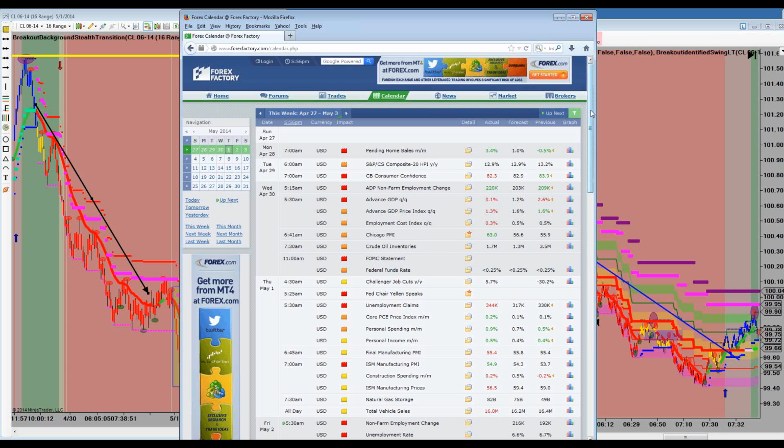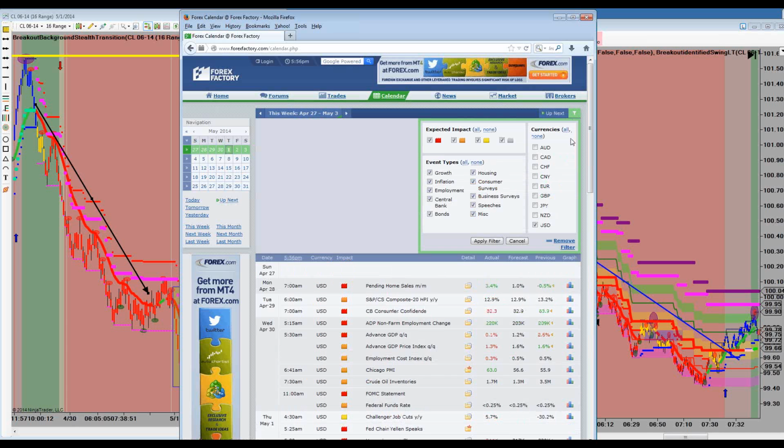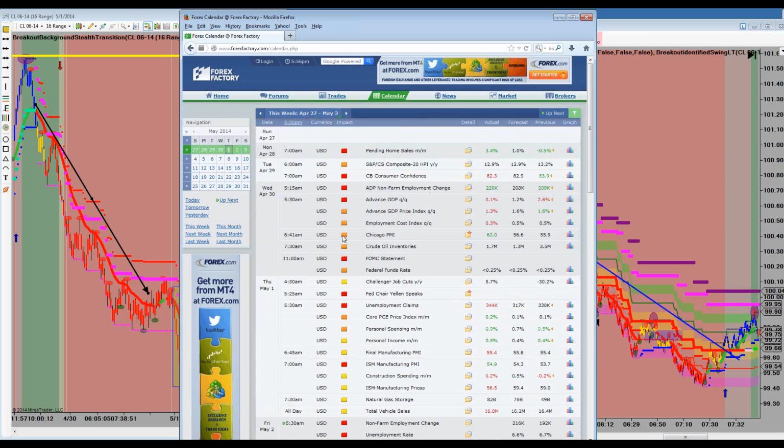Let me just explain what this is. So in here, what you want to do is set this to your local time. So it's 5:56 here in my local time. You want to set your priority levels. For instance, I want to track all the expected impact: high level, medium, low. I want to see it all, and I want to see it versus the US dollar. Okay, that's the filter. So set that filter right here, and you're going to get all these news events.